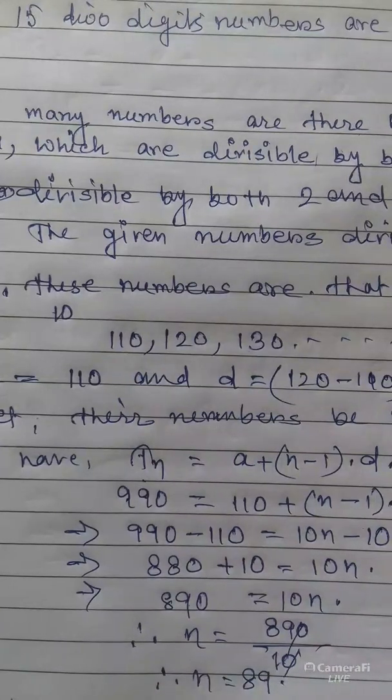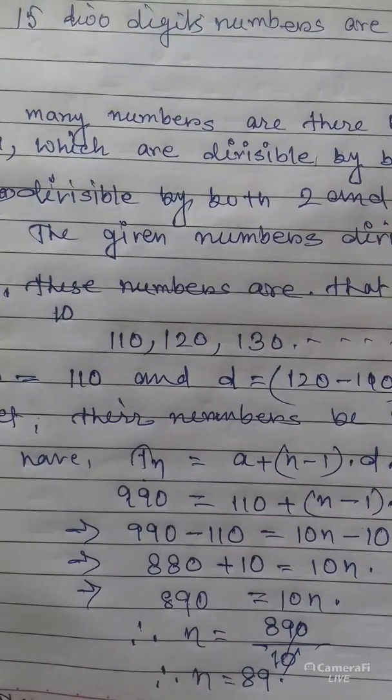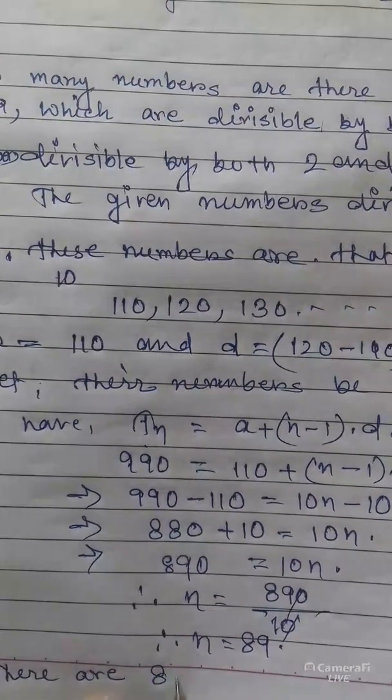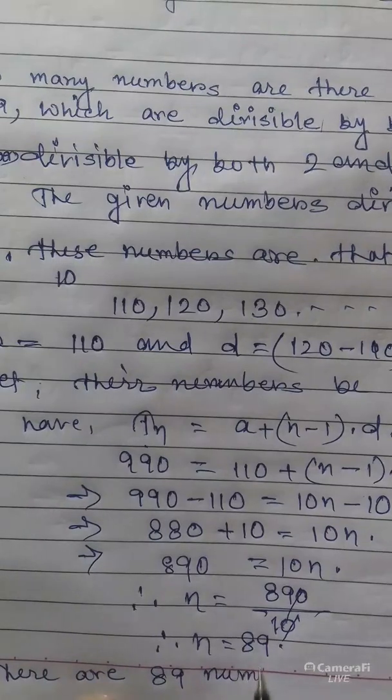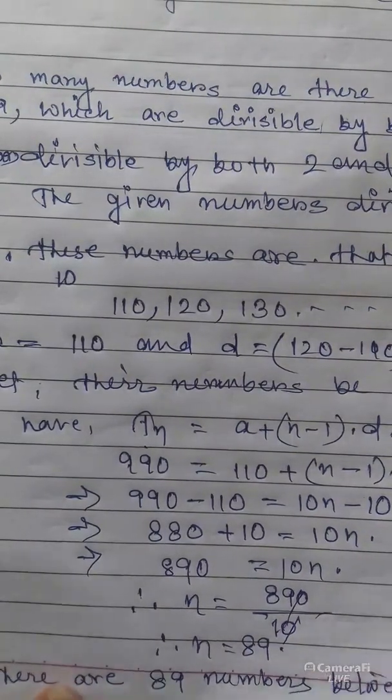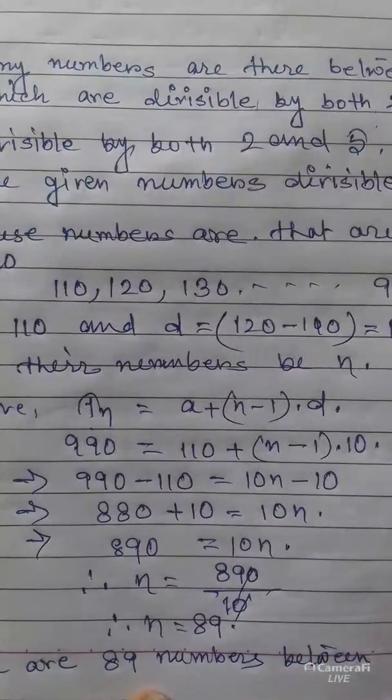So our answer is: how many numbers are there between 101 and 999 which are divisible by both 2 and 5? There are 89 numbers between 101 and 999.